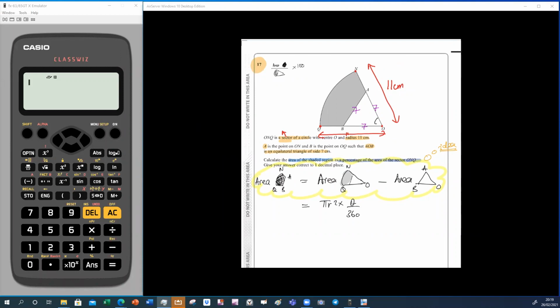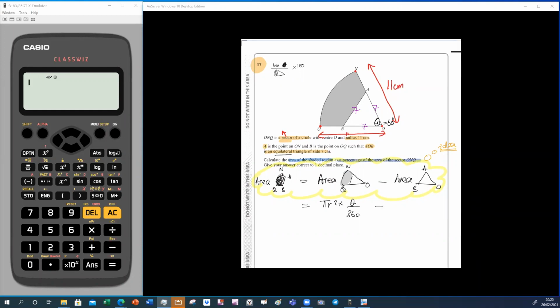Now, because they mention here it is an equilateral triangle, 60. So what's theta equal to? 60. Absolutely. They've given you no physical written answer, but they told you it's equilateral. So that implies that each angle is 60. That can be given as a fact. Okay, and then minus the area of the triangle.